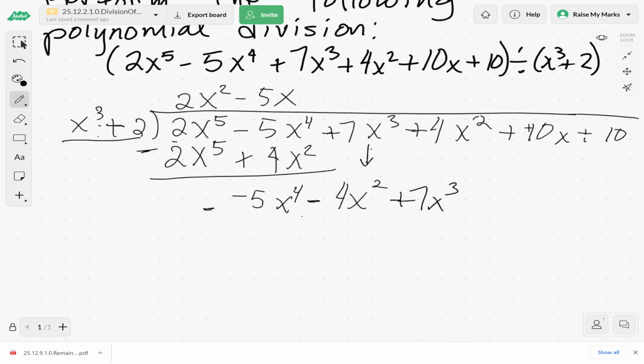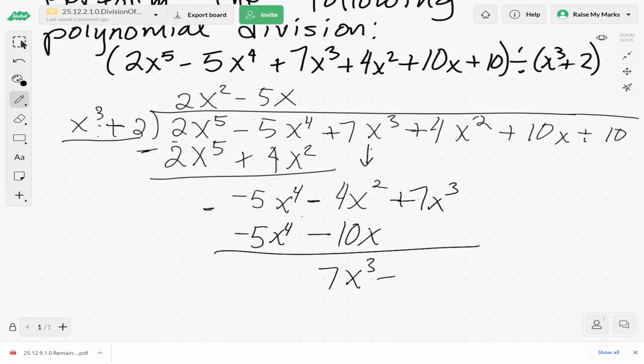Okay, so now, again, same thing. We're going to multiply negative 5x by x cubed, giving us negative 5x to the power 4. Negative 5x times 2 is negative 10x. We're going to subtract. The negative 5x to the power 4 terms cancel out. Let's put this in order. So then we get 7x cubed minus 4x squared minus negative 10x, which is positive 10x. Okay. Good.